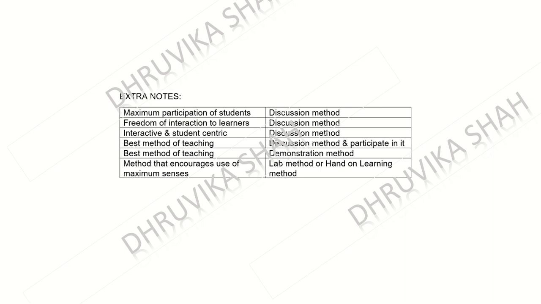So both the questions were asked. These are all PYQs that have been asked, but there are little differences here and there. When you have demonstration method, discussion method, lab method, and some other method, at that time you have to select the discussion method. But when you don't have the discussion method in your options, you have to go for the demonstration method. Now, the method that encourages the use of maximum senses is the hands-on learning method or the lab method.